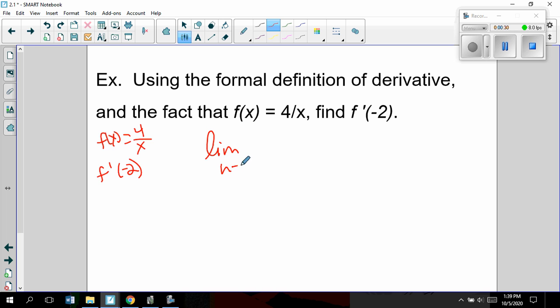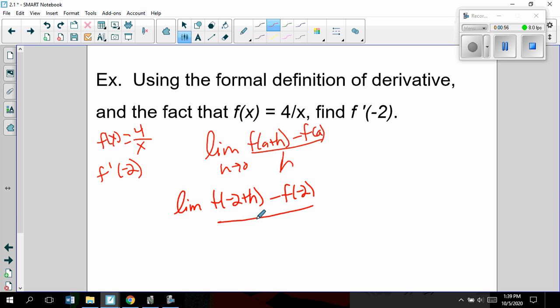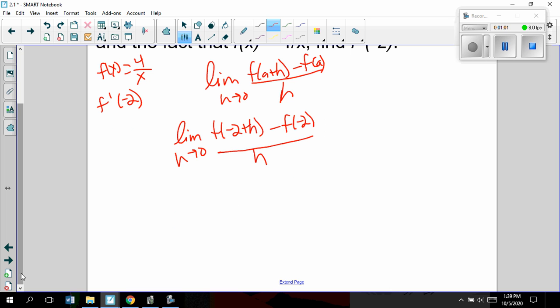That is the limit as h goes to 0 of f of a plus h minus f of a, all over h. Okay? All right, so I've got this function. Here's where I want my derivative. So that a is really negative 2. So the limit of f of negative 2 plus h minus f of negative 2, all over h, as h goes to 0. All right, that's what I'm looking for.